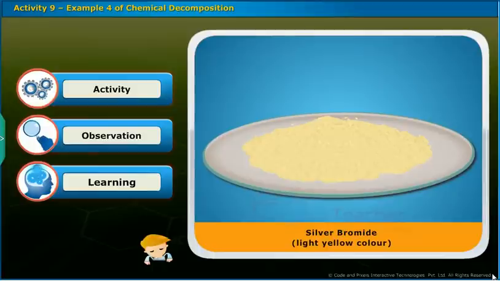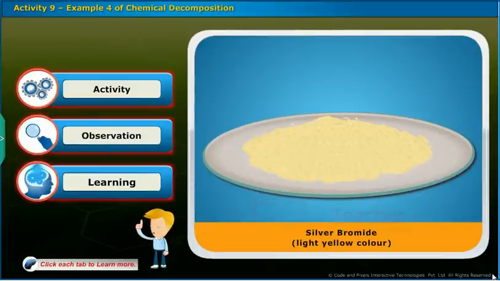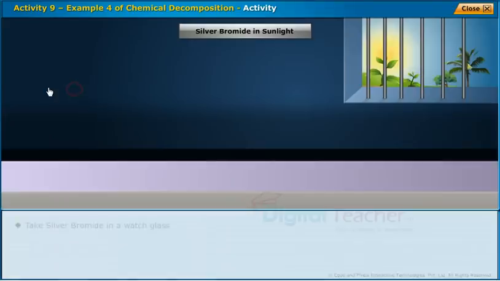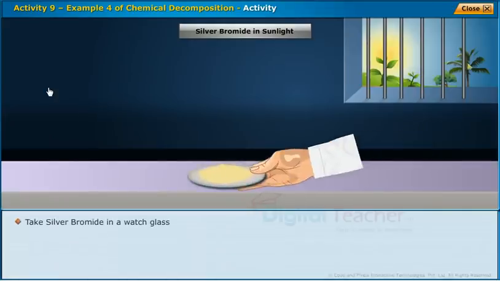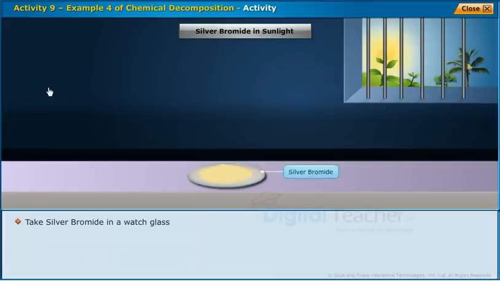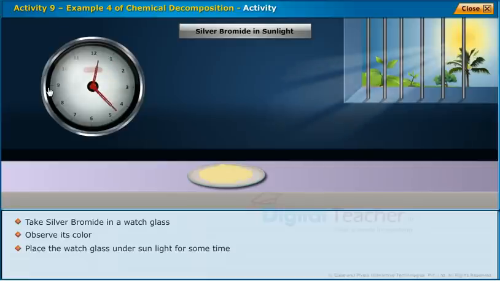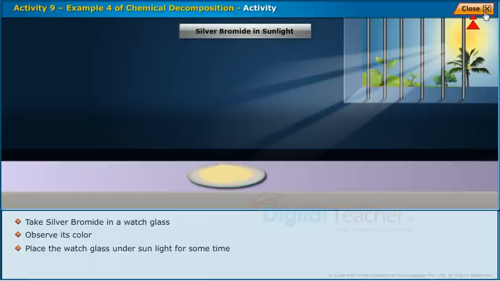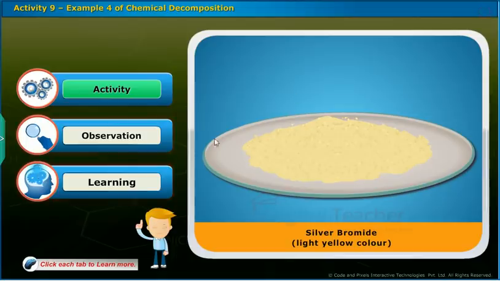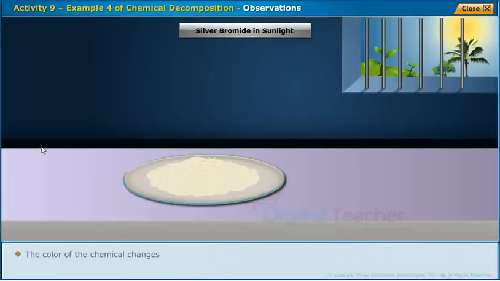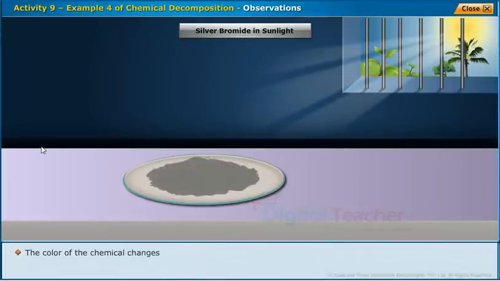Example 4 of chemical decomposition reaction. Click each tab to learn more. Take silver bromide in a watch glass. Observe its color. Place the watch glass under sunlight for some time. The color of the chemical changes.